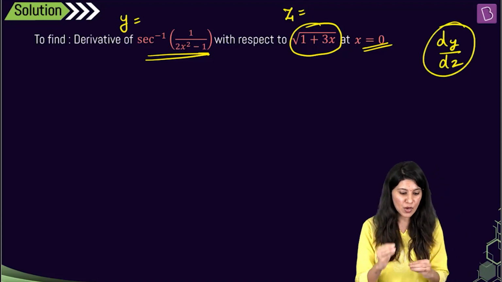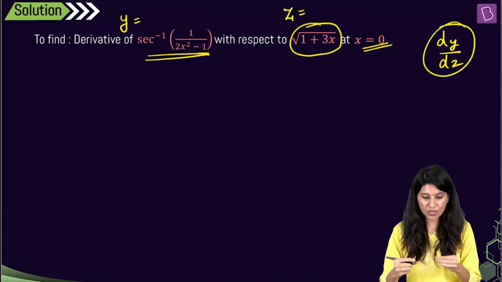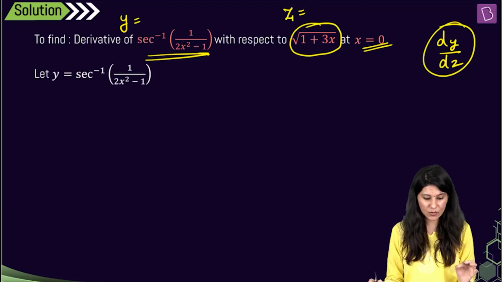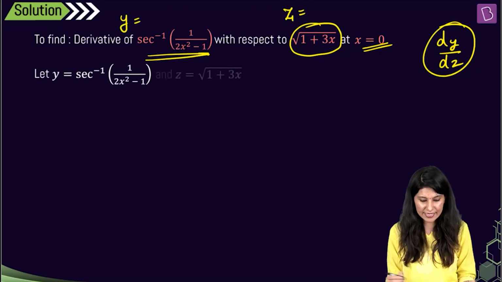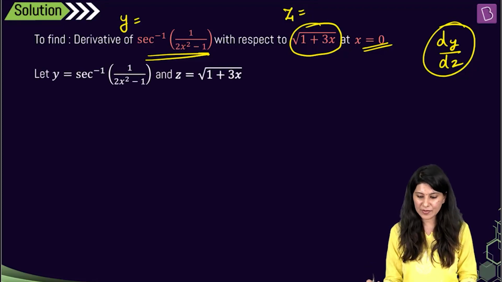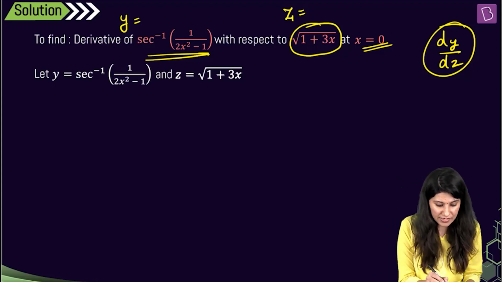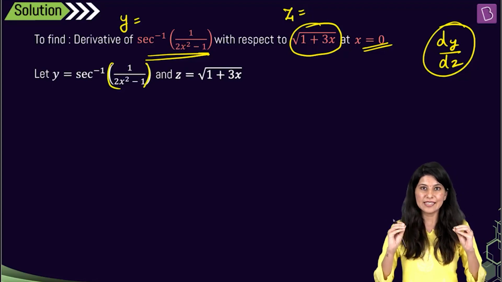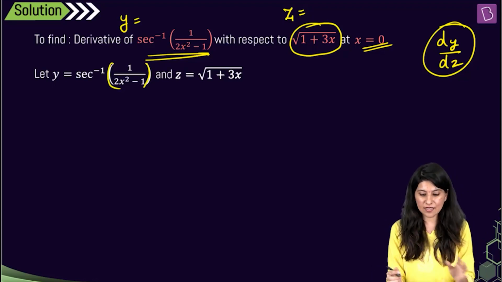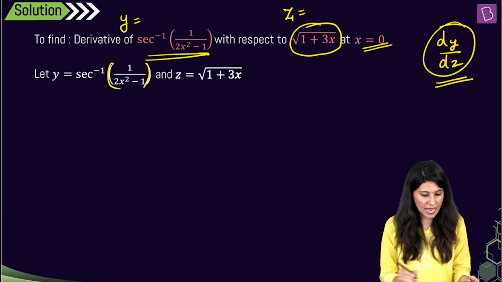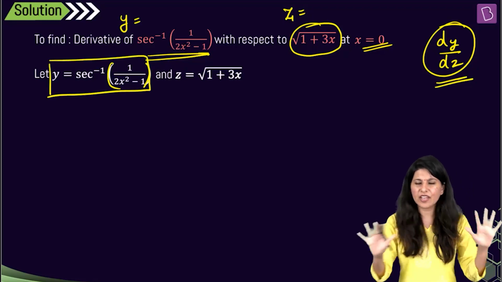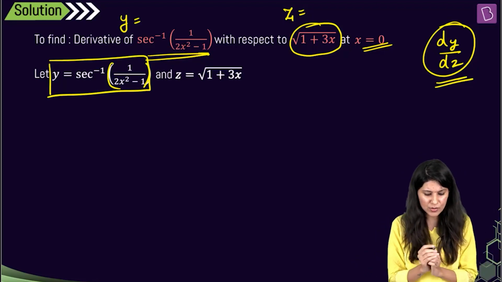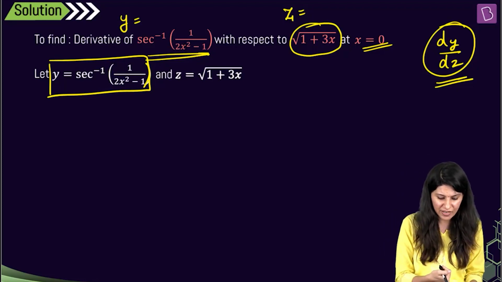Now I'm sure that you are able to understand what we are gonna get. Let us take y as sec inverse (1 by 2x square minus 1) and z as, of course, square root of (1 plus 3x). Now, sec inverse of this quantity. First of all, let's simplify this, then let's get back to dy by dz. I'm just trying to simplify this y. Let's forget the whole question and just focus on y equal to sec inverse (1 by 2x square minus 1). Can you simplify this? Yes, of course.